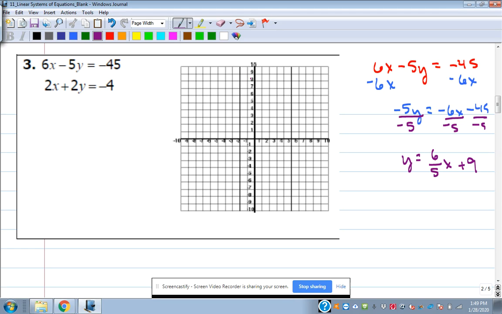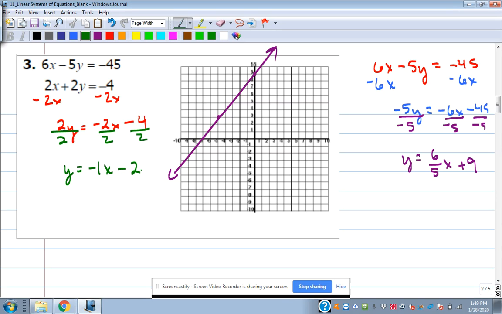And then I'm going to graph that. Should be that line right there. And I went down 6, left 5 to get that positive slope. I'm going to do the same kind of work here to the second equation. Subtract 2x. 2y is equal to negative 2x minus 4. Divide everybody by 2. Negative 1x minus 2. We'll go to negative 2.